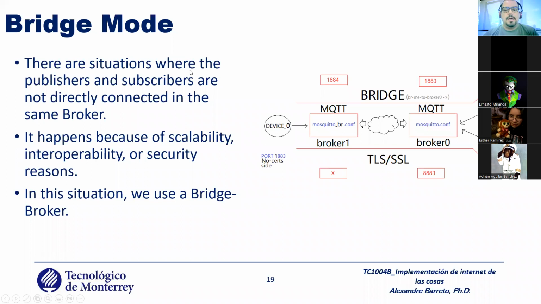As I told, you have the bridge mode. You use the bridge mode when the clients publish and subscribe, or you have different publishers and subscribers that cannot connect to the same broker. Like this example here.